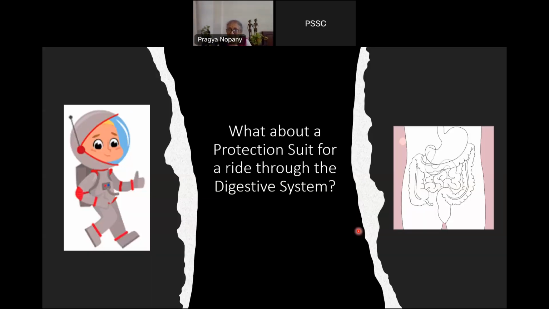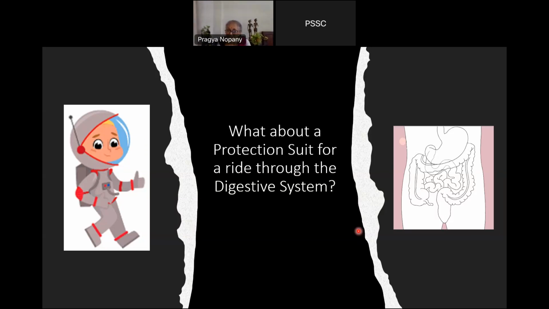And then again assessment for learning. Ask them, what about a protection suit for a ride through the digestive system? Supposing you became a very, very small human being, and then you had to travel from the mouth to the anus through the digestive system. Would you require a protection suit like the astronauts wear a space suit? And what kind of protection suit? Ask them to design one.